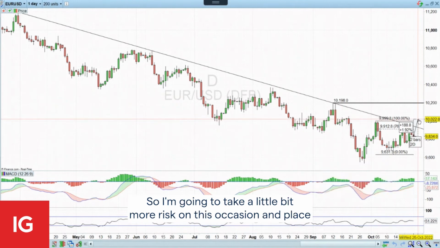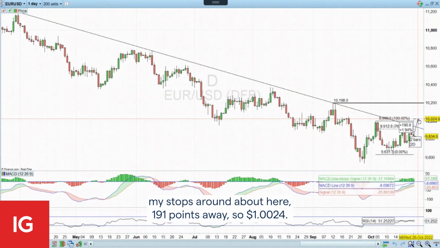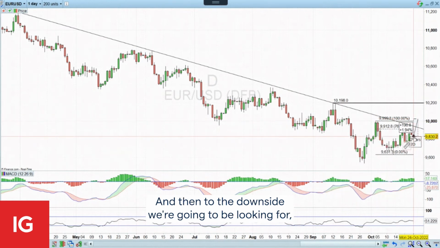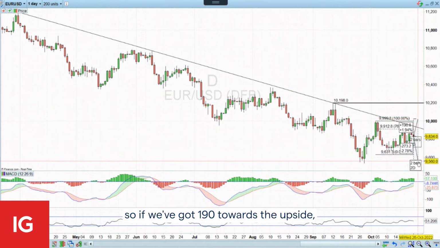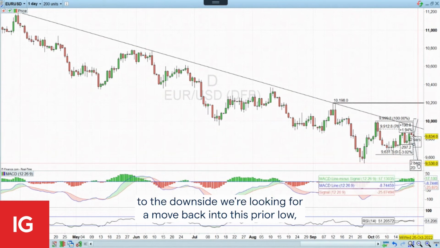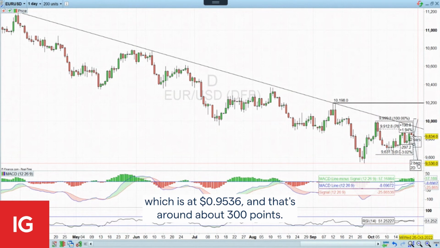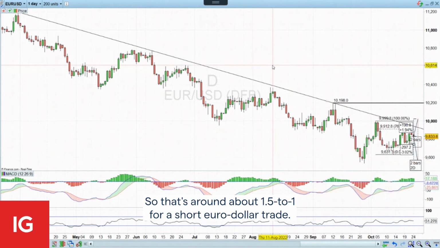So I'm going to take a little bit more risk on this occasion and place my stops around about here, 191 points away. So 10024. And then to the downside, if we've got 190 towards the upside, we're looking for a move back into this prior low, which is at 95.36. And that's around about 300 points. So it's around about 1.5 to 1 for a short euro dollar trade.